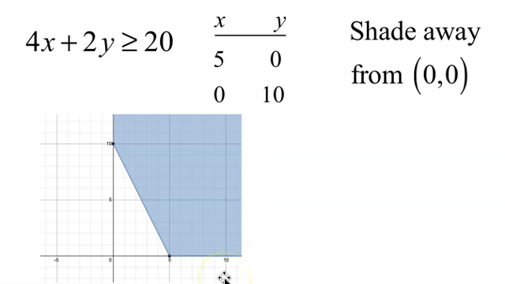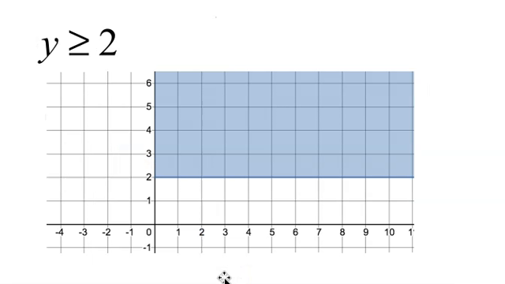The third piece I have to this is y is greater than or equal to 2. So y equals 2 in the first quadrant is here. Y greater than or equal to 2 is this shaded region above that. So I've got 3 lines all shaded away from 0, 0. I need to determine what the overall graph will look like and then find the corner points.